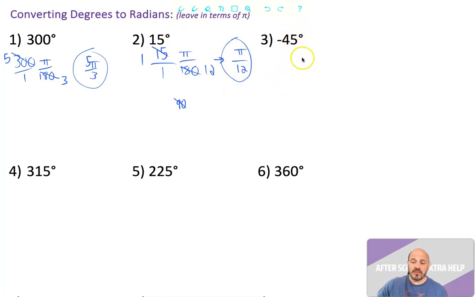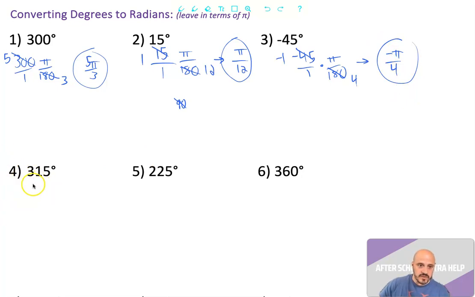Negatives, we're going to do these questions exactly the same. Later in a future video when we talk about coterminal angles, we'll get more into the negatives. But for now, if the question just says convert degrees to radians, we're just going to keep doing our process here. Put that over 1 to make a nice ratio to line up with pi over 180. And then 45 goes into negative 45 once, and keep that negative so we don't lose it somewhere. And then 45 goes into 180 4 times, and if I multiply across, I get negative pi over 4.